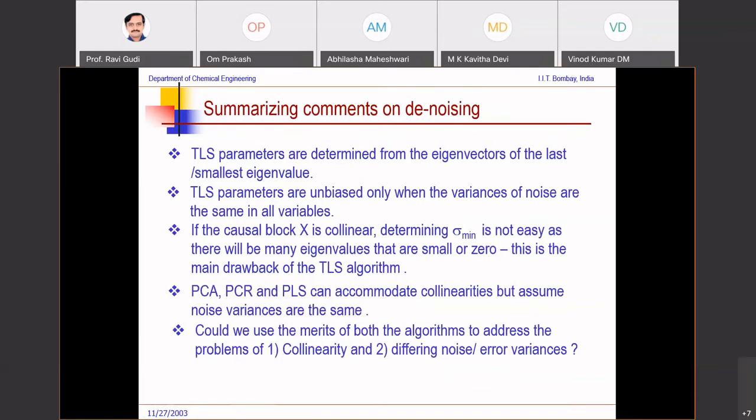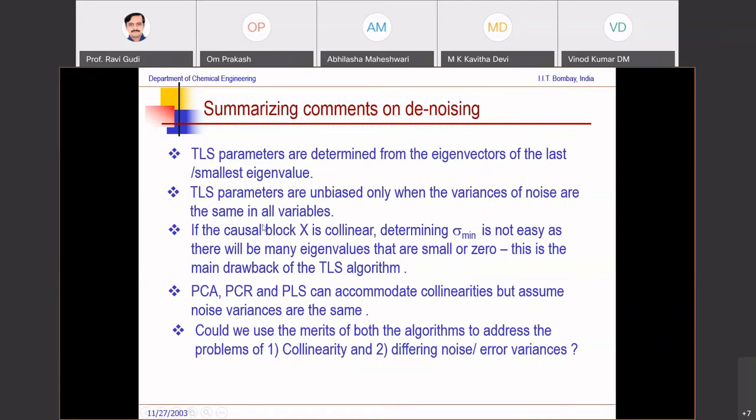So what we have done so far, we have sought to build upon our earlier module where we said the solution is theta equals X transpose X inverse X transpose Y. We have sought to generalize that, starting with clean X, clean Y, then clean X, noisy Y, and noisy X, noisy Y, with the noise variances being the same. It turns out that this is the TLS algorithm. TLS parameters need to be determined from the eigenvector of the last or the smallest eigenvalue. The TLS parameters are unbiased only when the variances of the noise are the same in all variables.